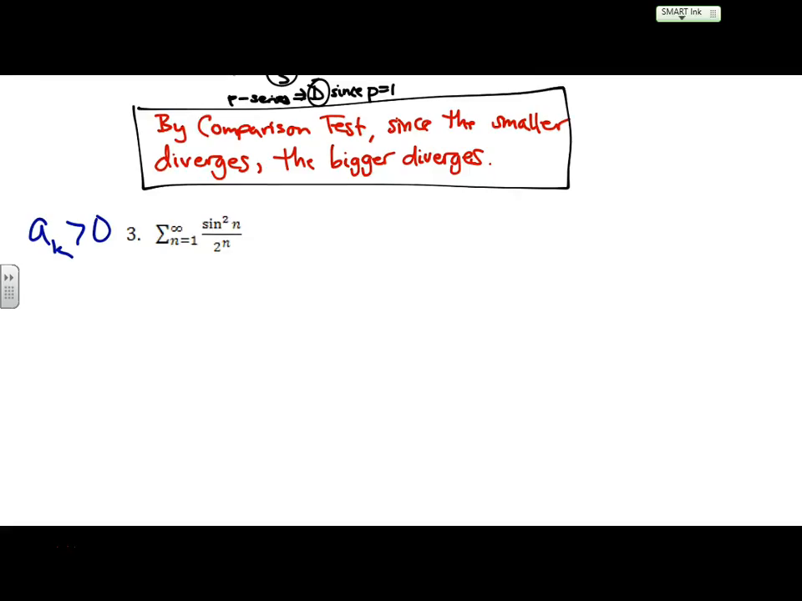Anybody figure out something we should compare it to? How about 1 over 2 to the n?